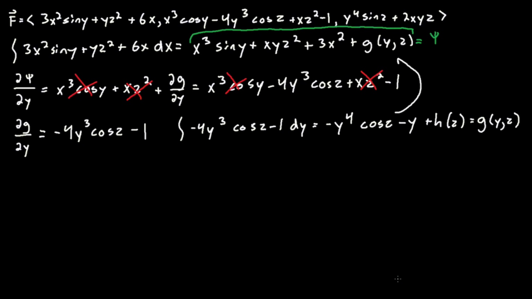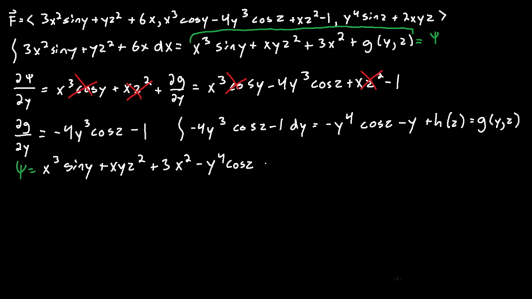So this can go up to here. We have a new potential function that we should take into account. Let's write down this new potential function: x cubed sine of y plus xyz squared plus 3x squared plus your new g function, which is minus y to the power 4 cosine of z minus y, plus some function that's dependent only on z.